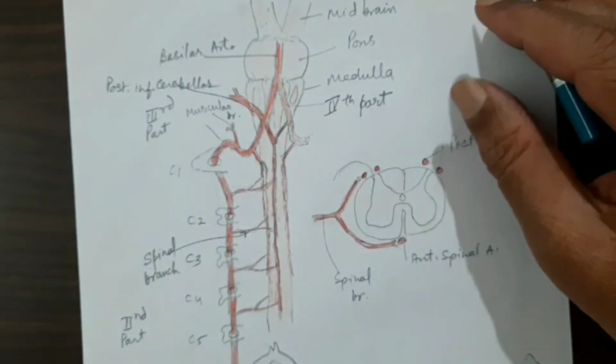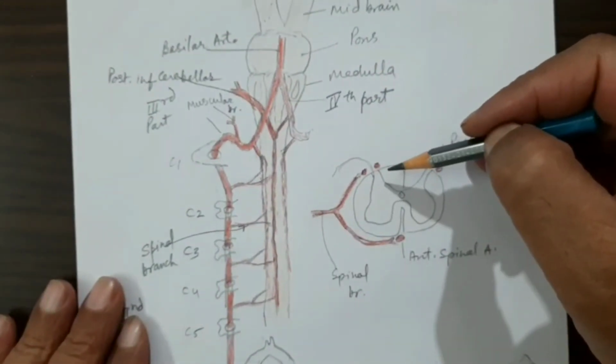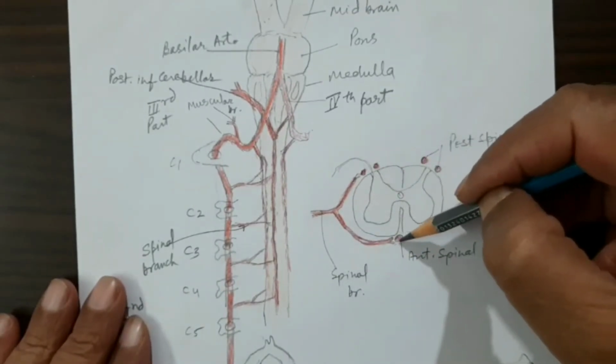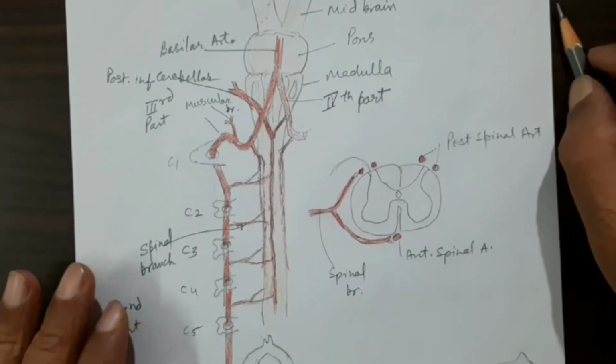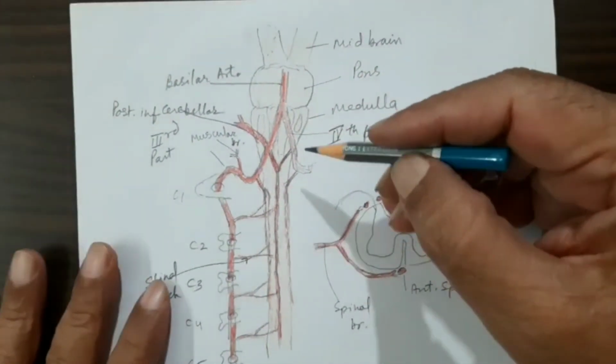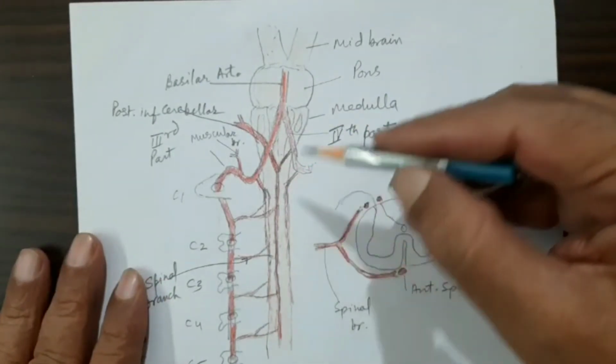Muscular branch in the suboccipital triangle. Now the posterior spinal artery and anterior spinal artery: two posterior spinal and one anterior spinal artery are given off in the cranial cavity. See how they are given in these branches. They will go down and supply.